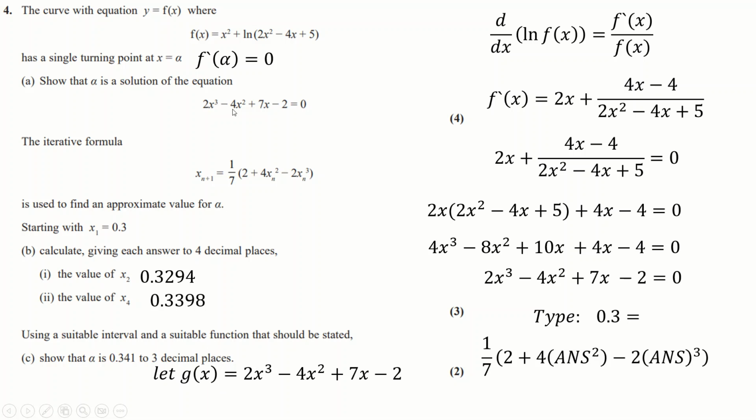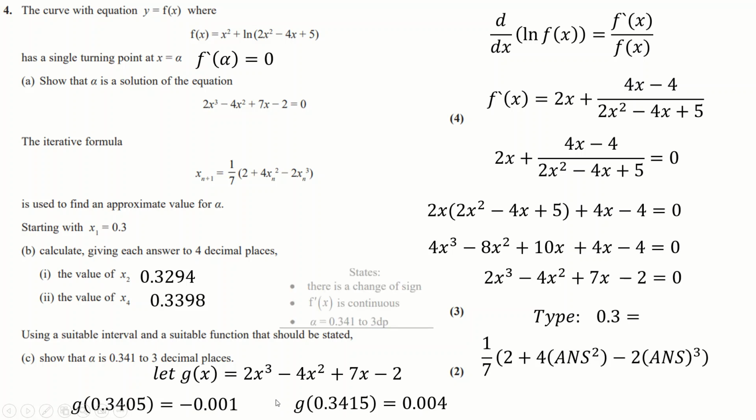You let g of x be this function here. You can call this function whatever you want. And then you evaluate it at something just below this, 3.405 would be the best thing to get it to 3 decimal places. It's like an error interval, isn't it, from GCSE. Evaluate it there, you get a negative. Evaluate it on the error interval above, and you get a positive.